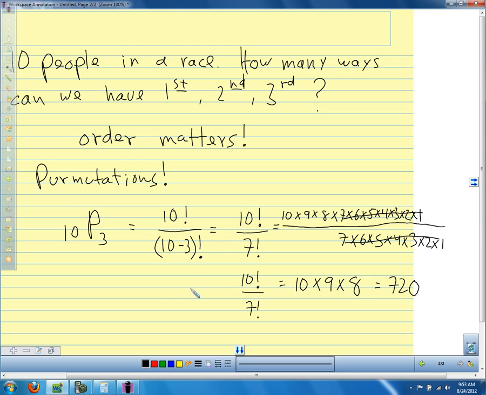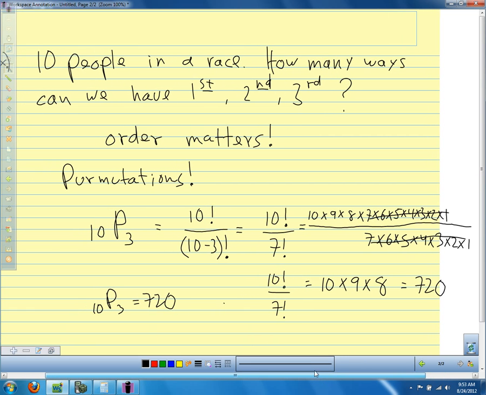10P3 equals 720. That's what we just figured out. Okay. Let me write that. I'll write it further over. And I could also do that in my calculator the same way that I just showed you, either using the nPr key or dividing 10 factorial by 7 factorial to get 720. Either of those ways would work in your calculator.